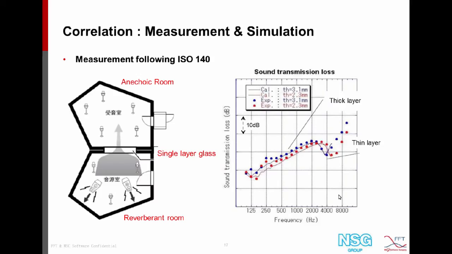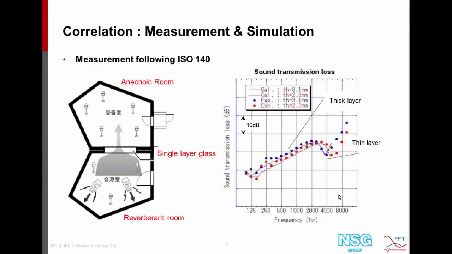So on this page, we see the result of a single layer. To start the measurement, we started with a single layer glass, and to see how the thickness of that glass will change the transmission loss. Now, designing this type of glass is always a balance between the transmission loss and the thickness.